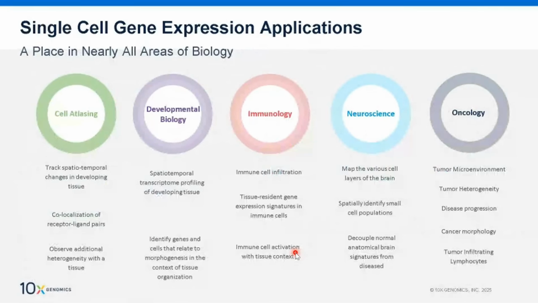Okay, so the applications of this are in nearly all areas of biology. You can do cell aliasing, co-localization of receptor and ligand pairs. It can be used for developmental biology, to identify genes and cells related to morphogenesis, as well as immunology, neuroscience, and of course the topic of today, oncology. We can use single cell technology to study the tumor microenvironment, tumor heterogeneity, disease progression, cancer morphology, and of course tumor infiltrating lymphocytes.